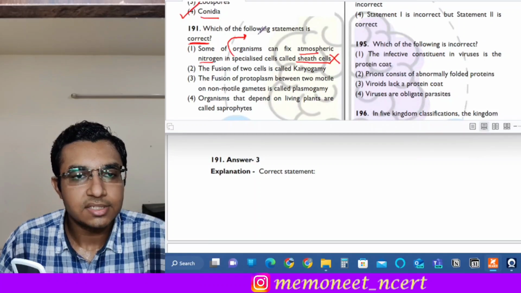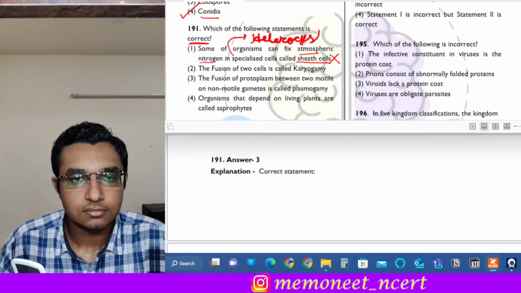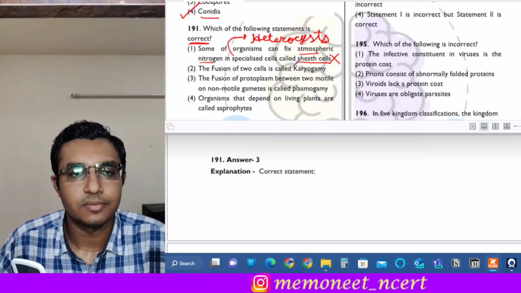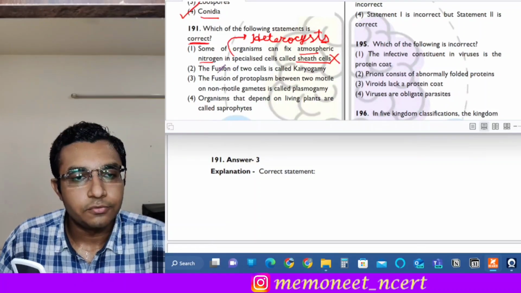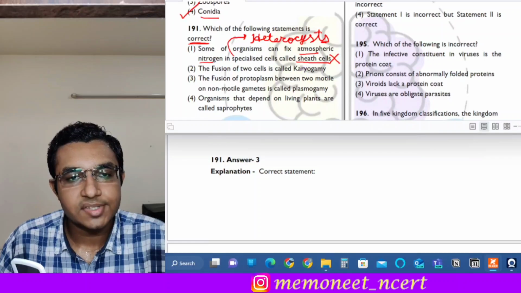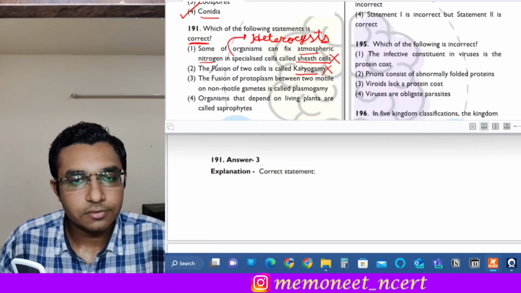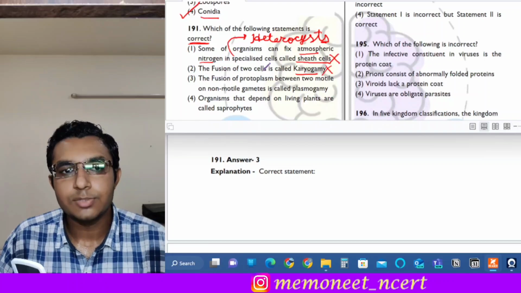These specialized cells are called heterocysts. Okay, so these are called heterocysts, and they are not sheath cells. So this statement is incorrect. The second statement is the fusion of two cells is called karyogamy. So this statement is also incorrect. Why? Because the fusion of two cells is called plasmogamy.